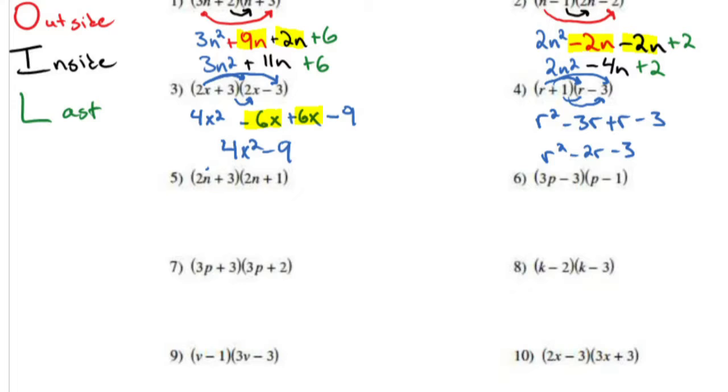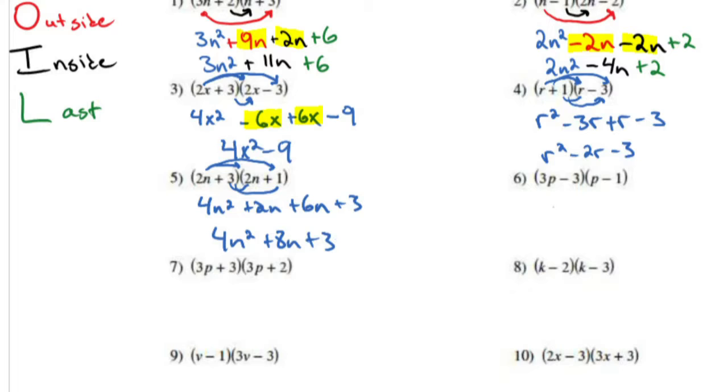Let's keep this rolling. 2 times 2, 4n squared. 2n times 1 is 2n. 3 times 2 gives me 6n. And then 3 times 1 gives me 3. Combining my like terms, 4n squared plus 8n plus 3. Whew. I'm on a roll.